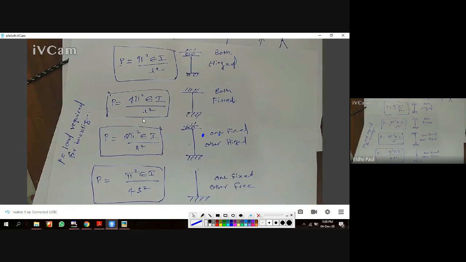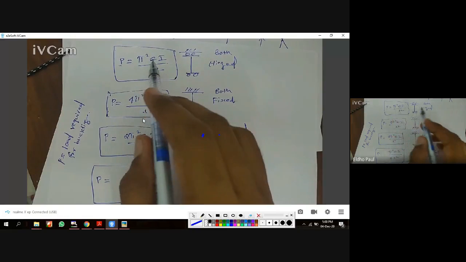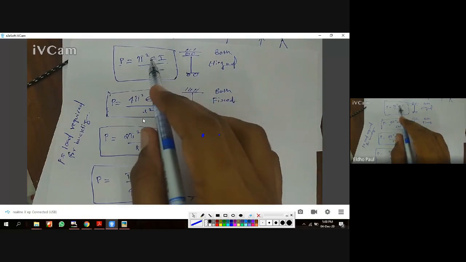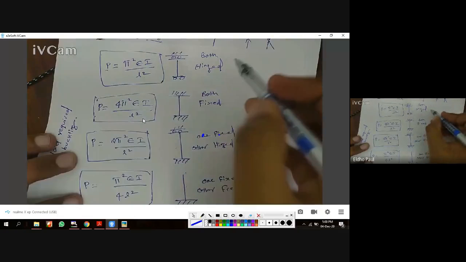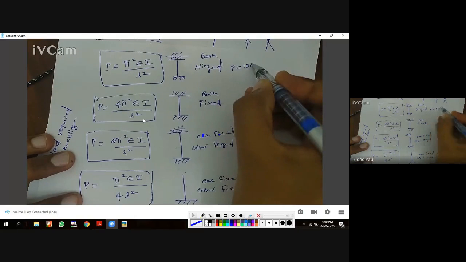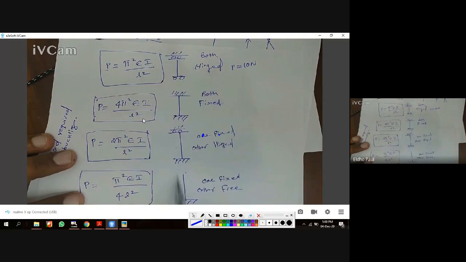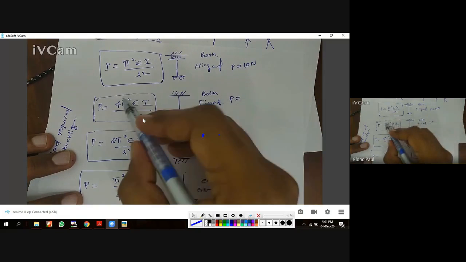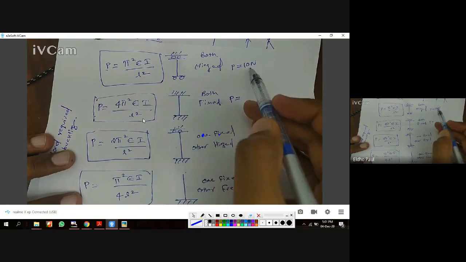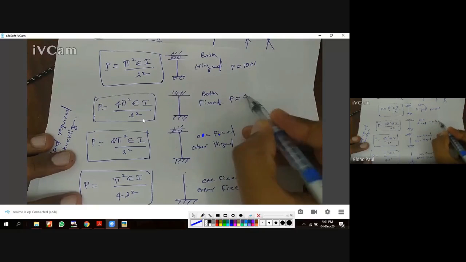One end is fixed, other end is free. So I'm giving different values. For this P value, I'm taking the same cross section, same E value, same length. According to this formula, I got a P value equal to 10 Newton. Then if you use the same cross section, same length, same material, what is the value of P here? It will be 4 into pi square EI by L square, which is 4 into 10, that is equal to 40 Newton.